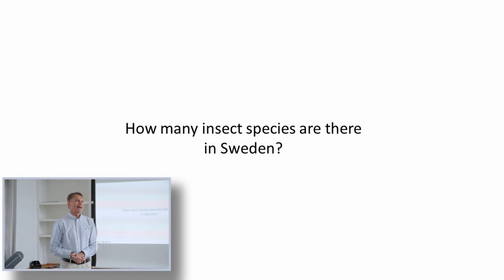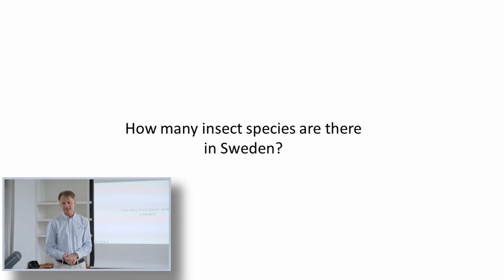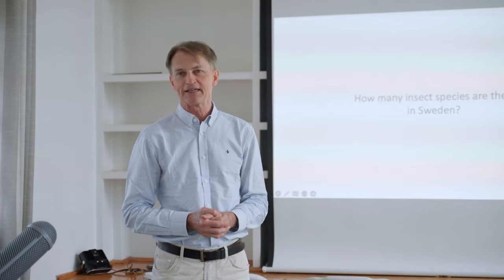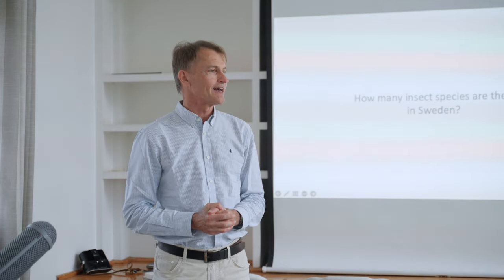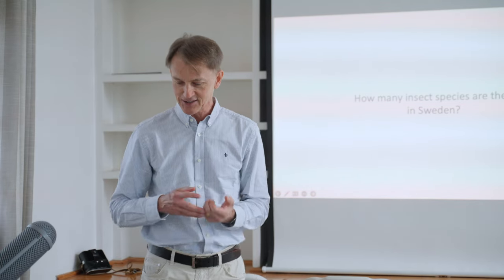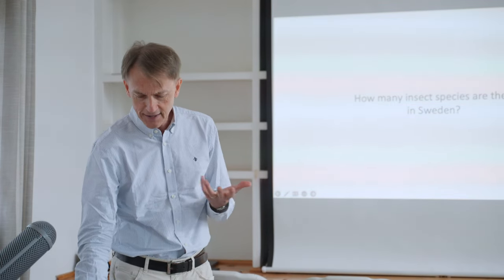In one way, you can say that it started with this simple question: how many insect species are there in Sweden? We've been researching the insect fauna of Sweden for 300 years since Carl Linnaeus started describing species. And still, scientists really can't answer that question properly, which is shocking in a way. And so why is that?